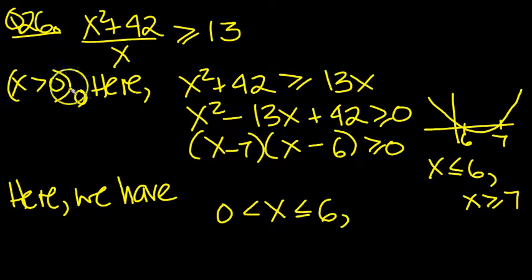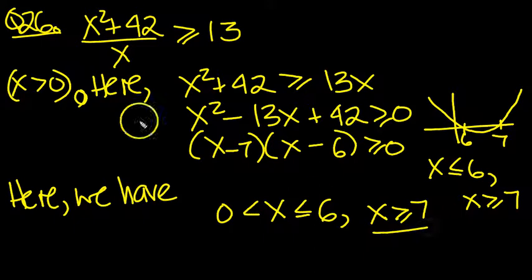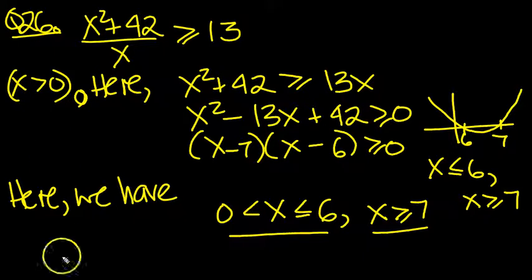So that's fine, provided that x is bigger than 0, and the x is bigger than 7 is also no problem at all with that, because it is unaffected by the x being positive. So there's our solution set for the first part of the problem.